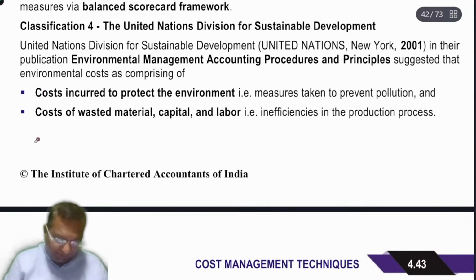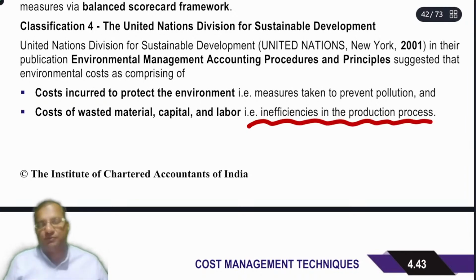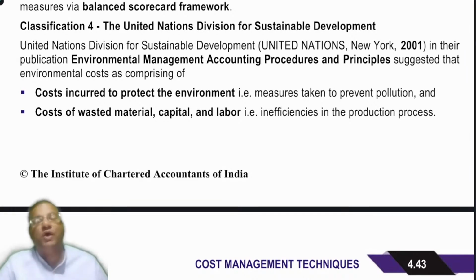Second, despite the efforts taken by you, the cost of wasted material, capital and labor, that is inefficiency in the production process, the cost of such inefficiency will be known as environmental cost as per the United Nations Division for Sustainable Development. Out of the four classifications, the third classification is the most important part. Clear है? चलिए बेटा आगे.